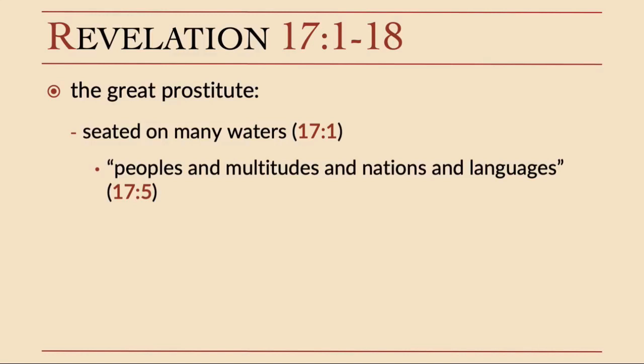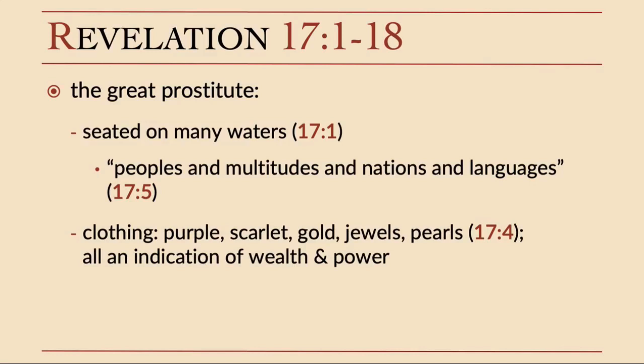So she's seated on many waters. Verse 5 explains to us what those waters are. Her clothing is described as purple, scarlet, gold, jewels, and pearls. That's in verse 4. All of this description of her clothing is a description of her wealth and her power. Probably clothing does not have that significance to as great an extent in our society as it did in that society, unless maybe it's the Academy Awards, where everybody seems to be outdoing themselves as to the outlandishness of what they're going to wear. But in the ancient world, what a person wore marked their position in society.